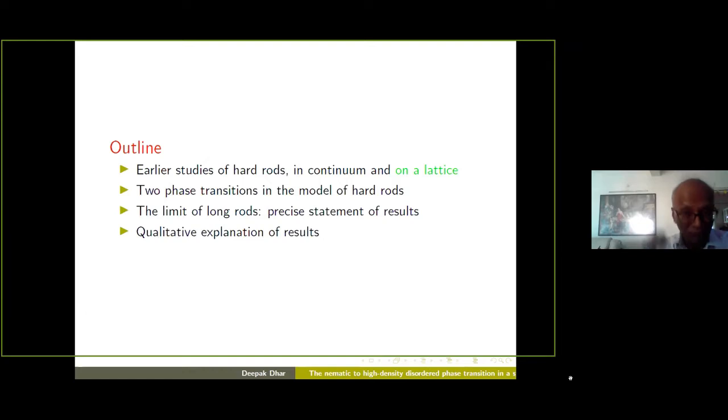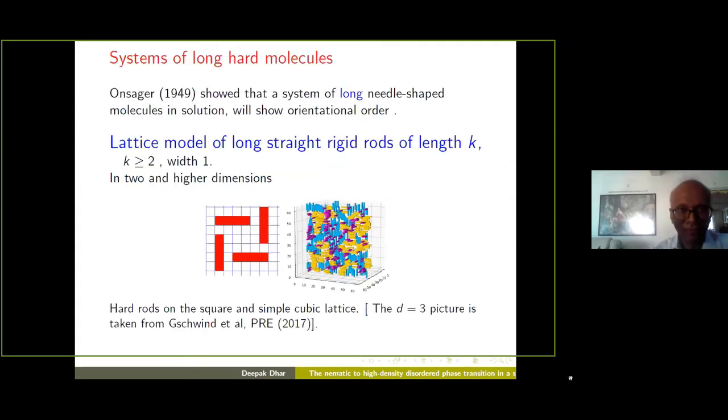And let me give you the outline. So the problem of hard rods has been studied a lot. I will discuss the earlier studies, and then I will mention the fact that there are two phase transitions in hard rods. This was done with Anand Mohan long time ago. And then we will tell about the recent results on hard rods, precise statements, and try to explain how this happens. Okay, so Onsager in 1949 was the first one who had this pioneering work on long needle-shaped rods in solution and showed that they undergo nematic order if the density of rods is high enough.